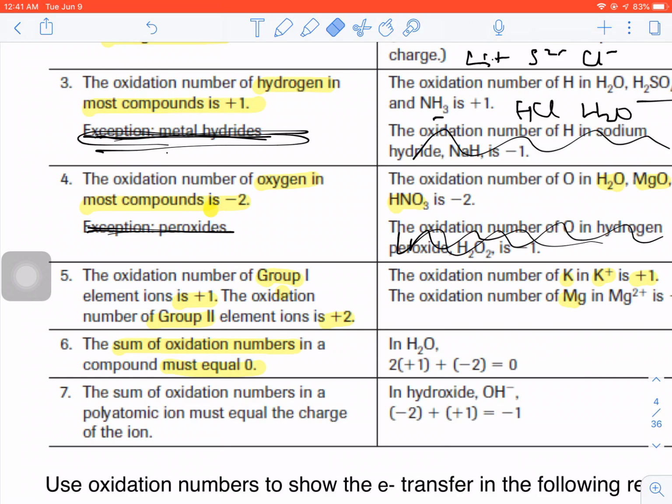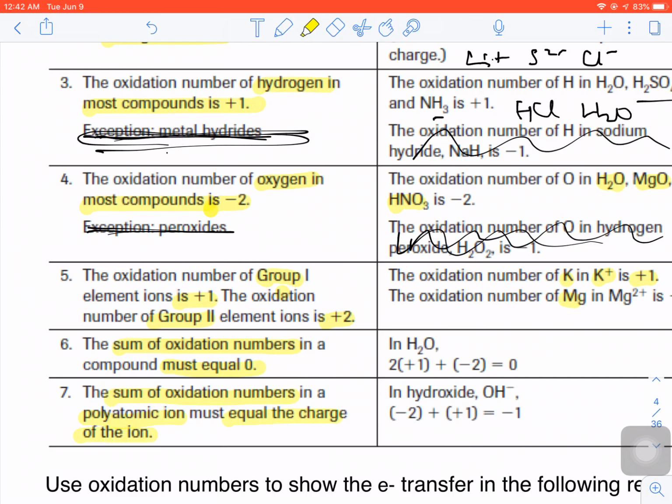We know that oxygen's always -2. That's rule number 4 up there. I know that hydrogen is always +1. We're ignoring the exceptions. So -2 plus +1 equals -1. So they will always add up to the ionic charge. The sum of the oxidation numbers for a polyatomic ion will equal the ionic charge.